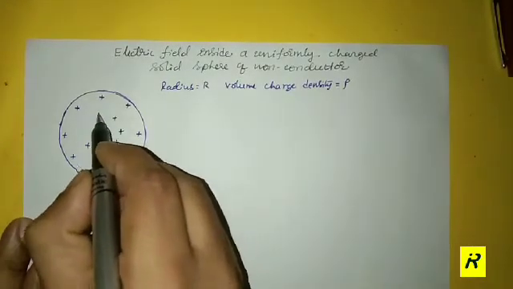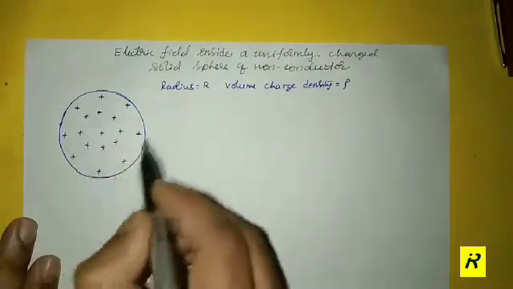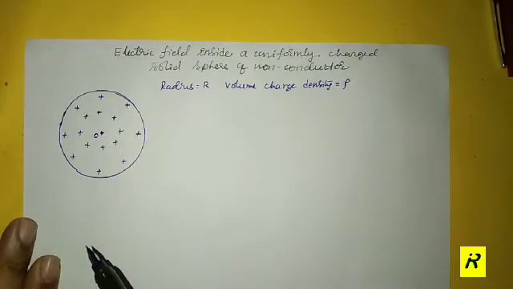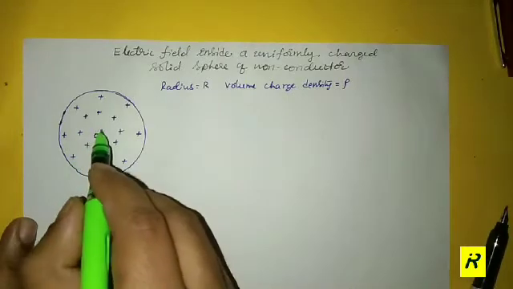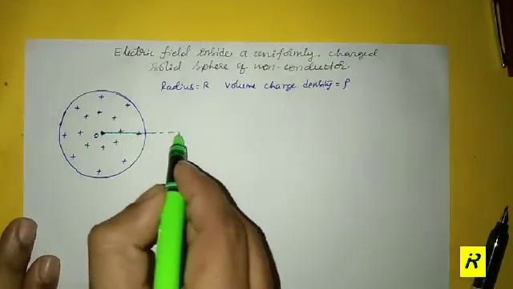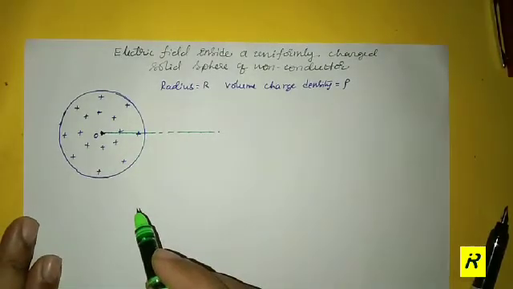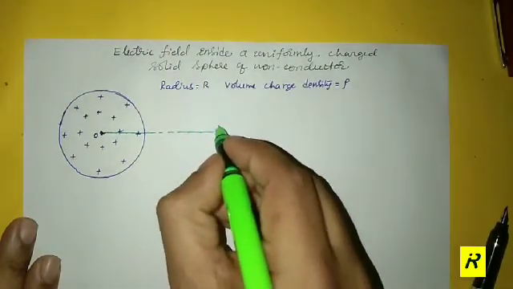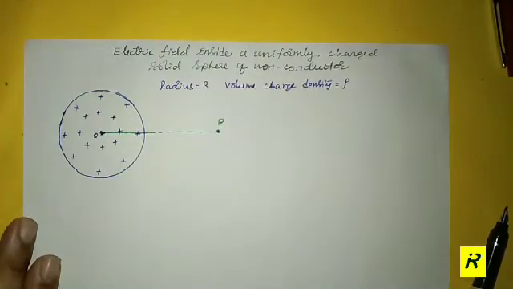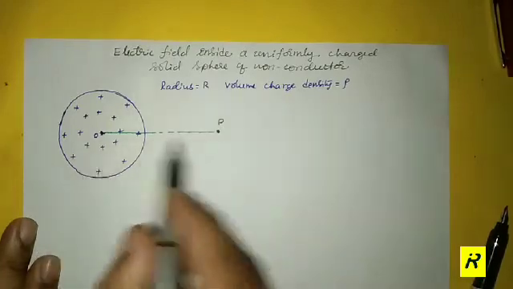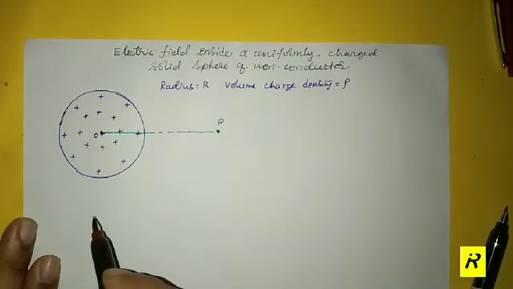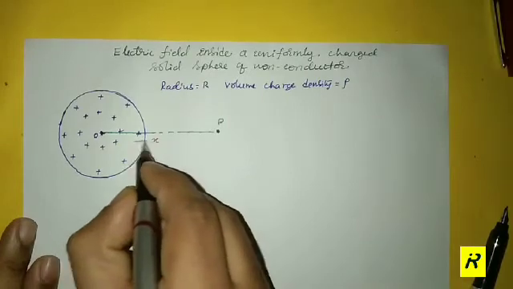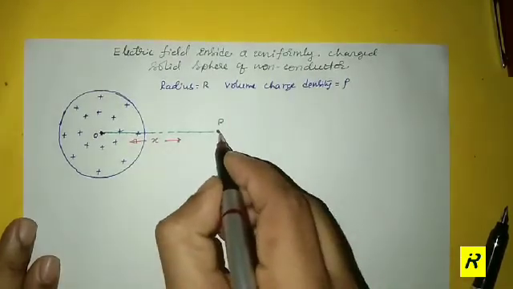This is what we are seeing. Uniformly the charges are distributed, and this is the center O. Now I'm drawing a line which represents the normal to the surface. If I mark some point here, say P, the electric field at this point depends on the distance from the center. Say this distance OP is x. Then the electric field at P will be in this direction.